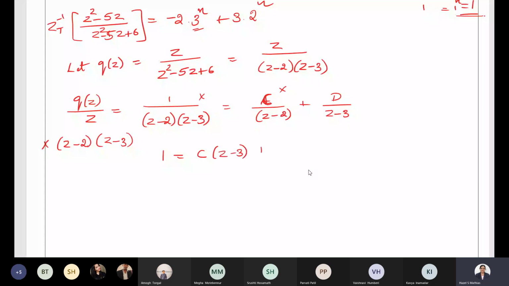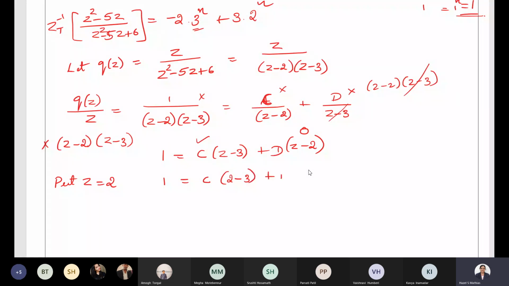z minus 3 remains, plus d into... When you multiply z minus 2 into z minus 3, z minus 3 gets cancelled. So d into z minus 2 remains. Next step, we shall put z equal to 2. When you put z equal to 2, this term will become 0, so that we get the value of c. So 1 is equal to c into 2 minus 3 plus d into 2 minus 2. So this term will be 0. c into 2 minus 3 is minus 1. So what will be the value of c?